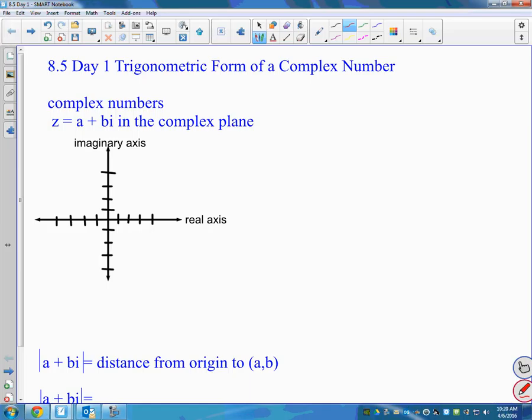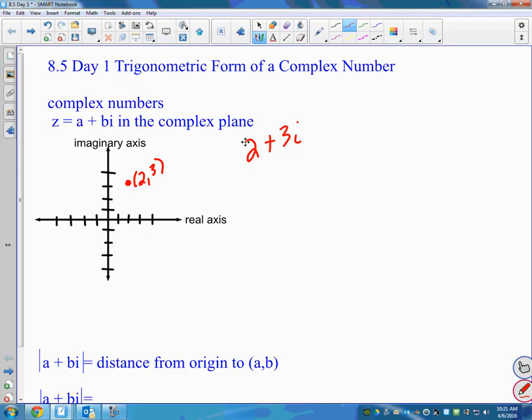A complex number is in the form a plus bi, where a is the real part and bi is the imaginary part. You can graph complex numbers by making the x-axis the real axis and the y-axis the imaginary axis. So if you graph 2 plus 3i, you go 2 on the real axis and up 3 on the imaginary axis, and that would be the point (2, 3).